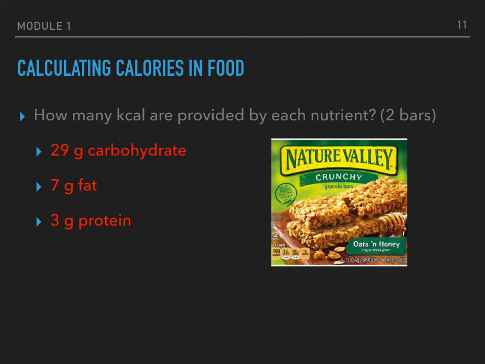Let's use the example of this Nature Valley Oats and Honey granola bar and figure out how many kilocalories are provided by each nutrient per serving. In this case, the nutrition facts label states that 2 bars are considered 1 serving. If 1 serving consists of 29 grams of carbohydrate, 7 grams of fat, and 3 grams of protein, what are the total calories in this 2-bar serving?